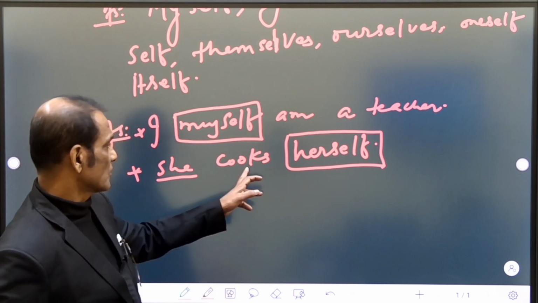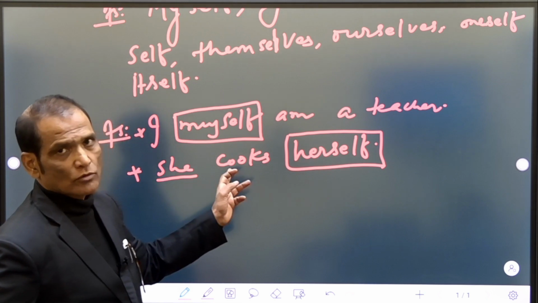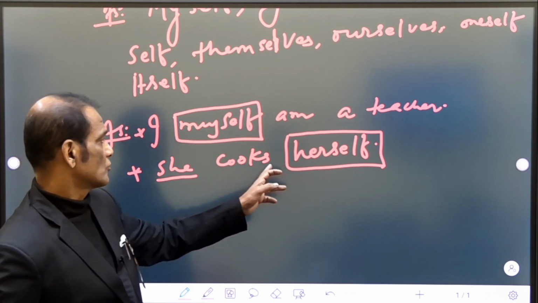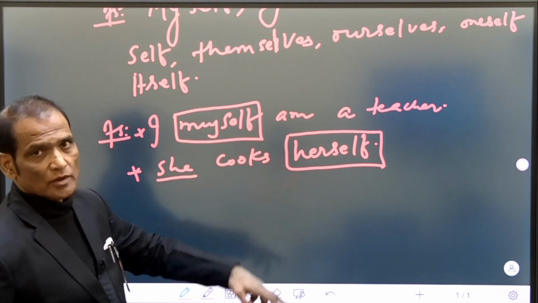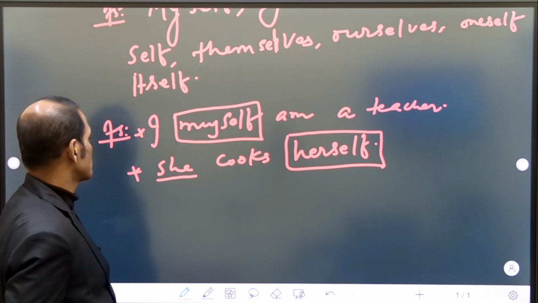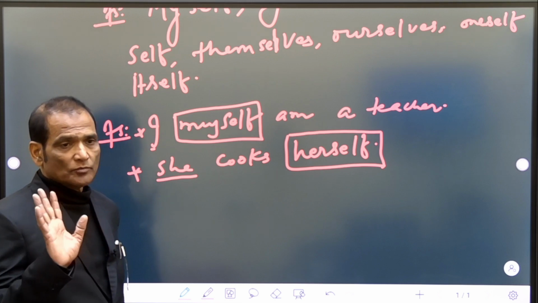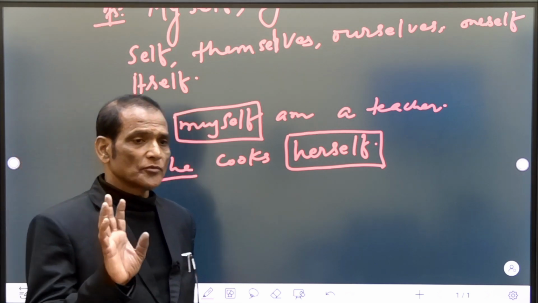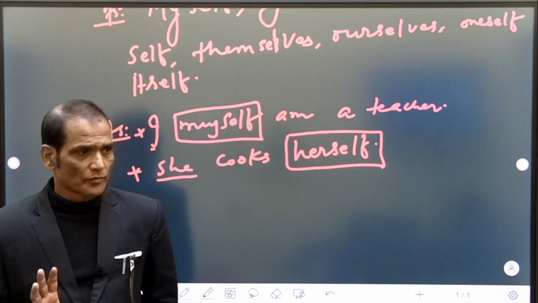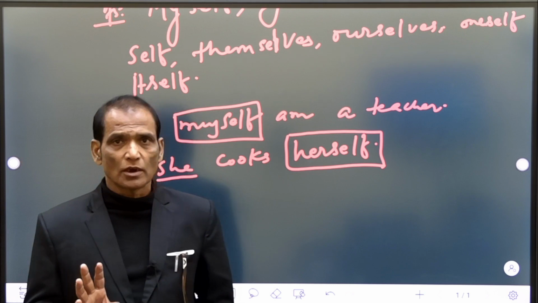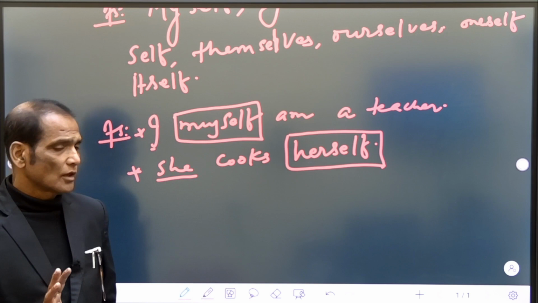Here, the sense of action is being replaced by herself. Cook is a verb. So here the sense of action is being replaced, and in I myself am a teacher, the sense of statement is being reflected on I. Okay. So this is all about 4 forms of pronouns. You might have been taught in your classes so many kinds of pronouns, but I think these are not necessary.